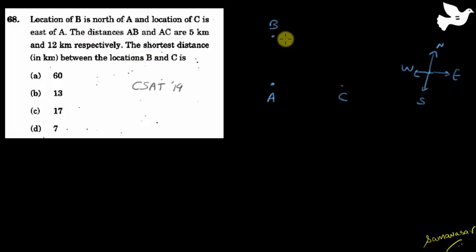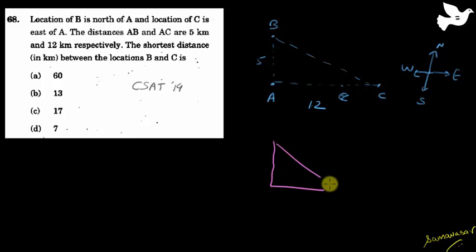Now they say the distance AB and AC are 5 and 12 respectively. So I have not drawn this to scale. This is 5 and let us say C here is, so this AC is 12. Now they are asking the shortest distance between B and C, that is this. So this requires a very simple concept. If I have a right angle triangle with A as one side and B as the other short side, this is called the hypotenuse and let me call this C.